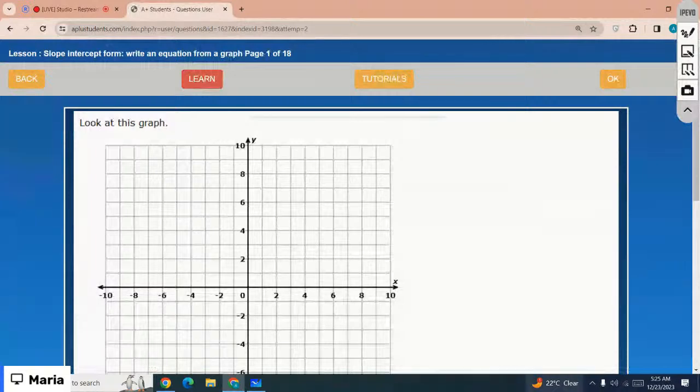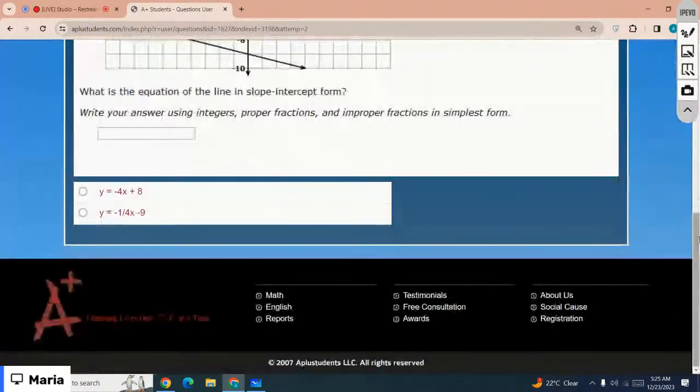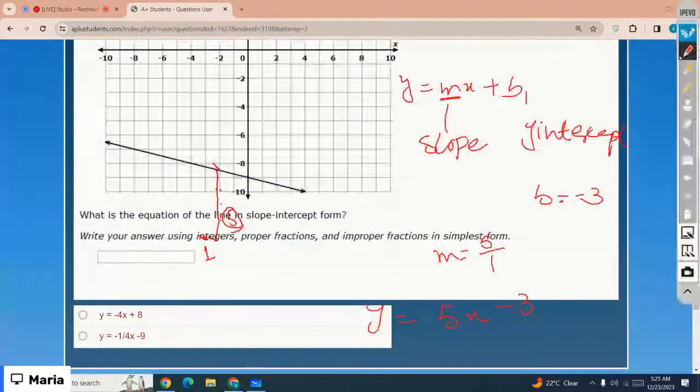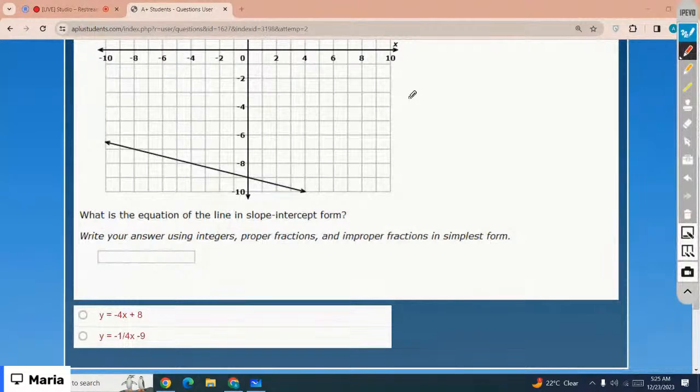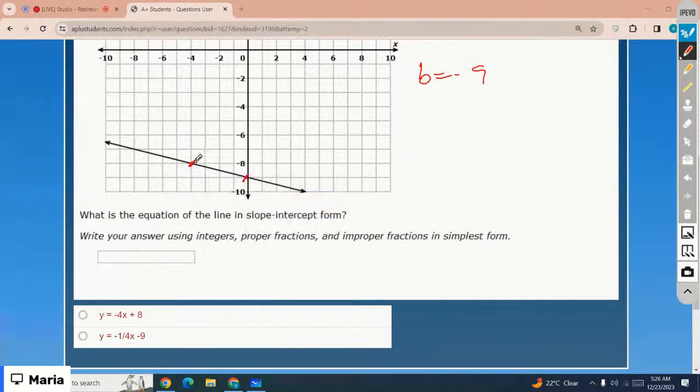Okay, look at this graph. So you have to write down the equation, right? Just calculate the y-intercept first, and then calculate the slope. Y-intercept, here is the point where the graph is touching the y-axis. That is negative 9, b equals negative 9. Calculate the slope, right? Here is the point and here is the point. Change in y is 1 and change in x is 4, 1 and 1, 2, 3, 4.